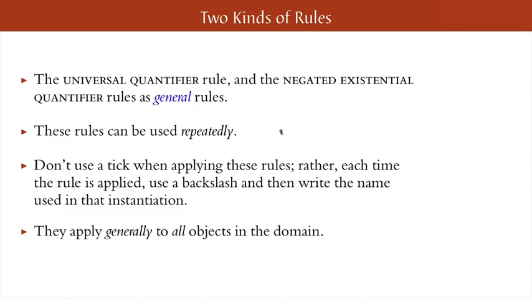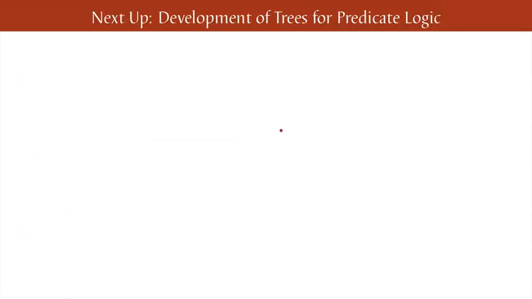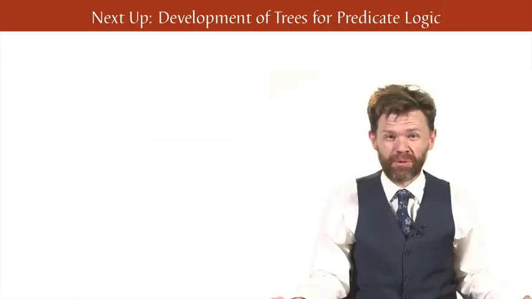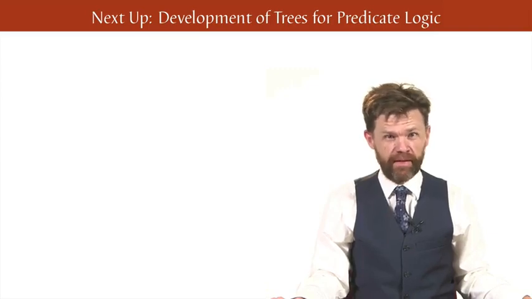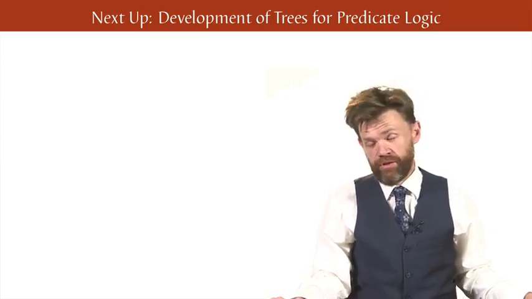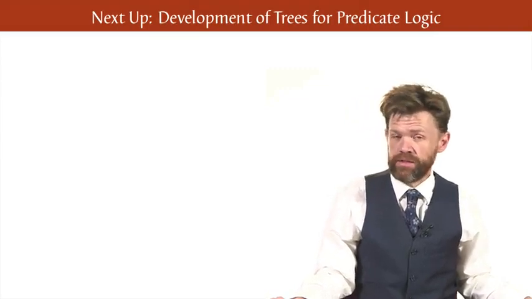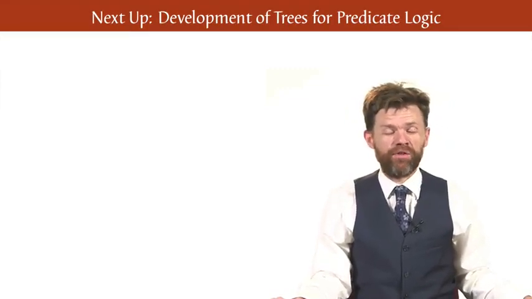Rather, each time that the rule is applied, we use a backslash and write the name that we used in that instance of the rule to remind us of where that name got applied. But we could use those rules generally again and again to all of the objects in the domain. And now these are all the rules that we have. This completes the presentation of the rules for trees for first-order predicate logic. In the next lesson, we'll see how these rules are applied as you develop a tree and read off the results of a tree to show that an argument is valid if the tree closes, or to construct a model if the tree stays open.